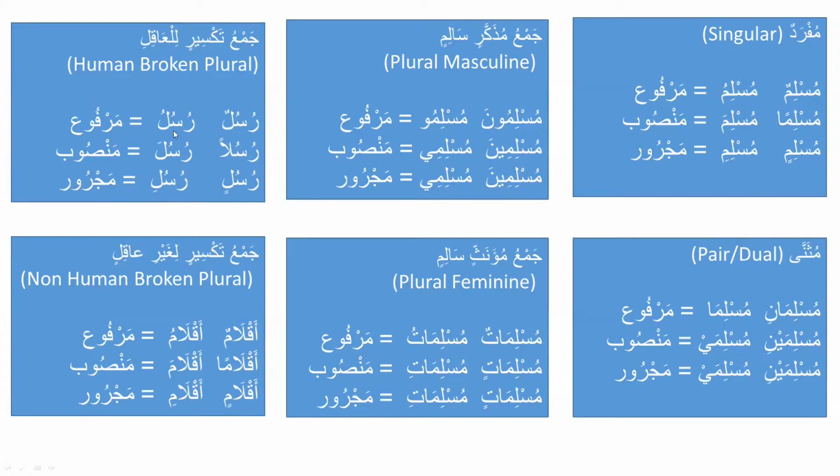Okay, so majrurun, mansubun, marfu. And then jamu taksir li ghayr aqil for non-human broken plural. An example of it is what? Aklam. Of course, the meaning of non-human is that kalam is not human. Rasul is human, so that's why it is called human and non-human.